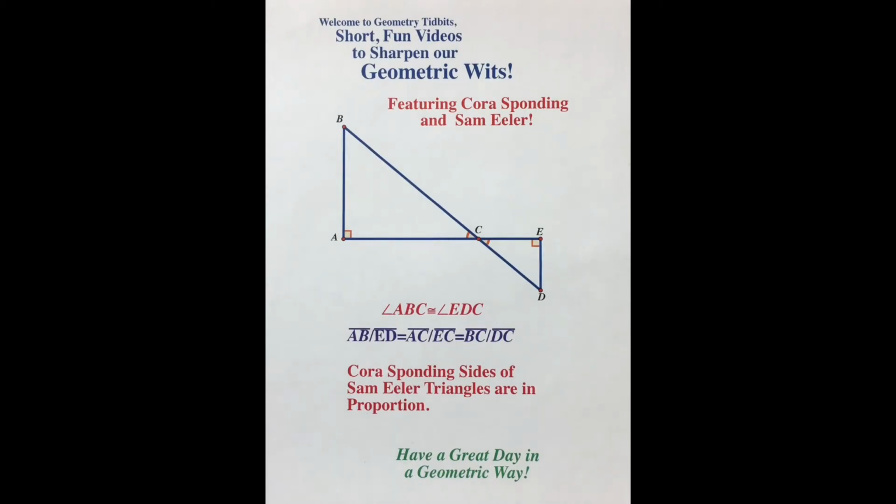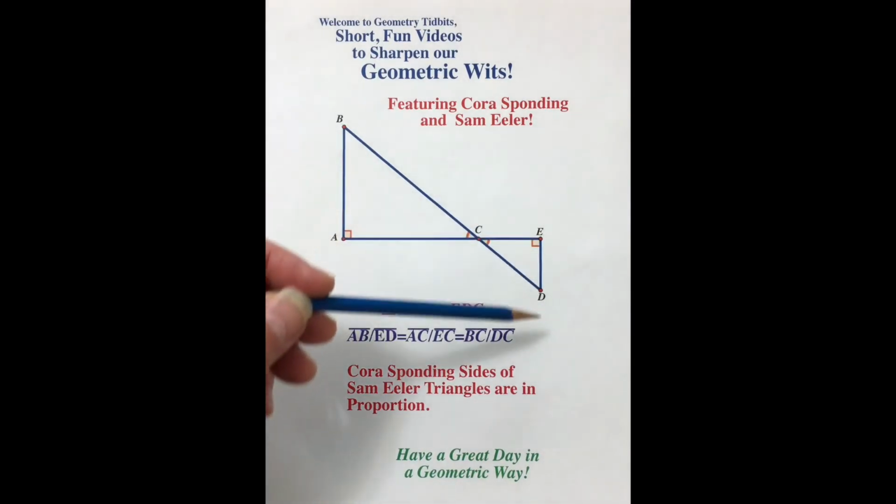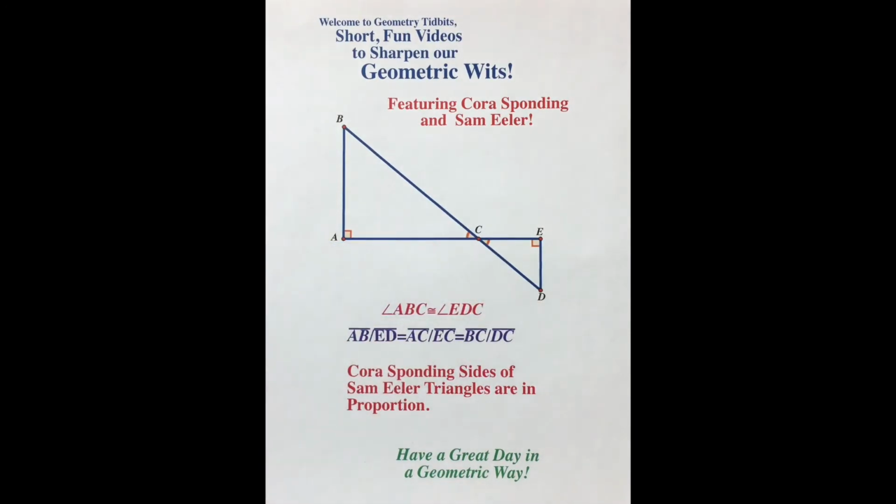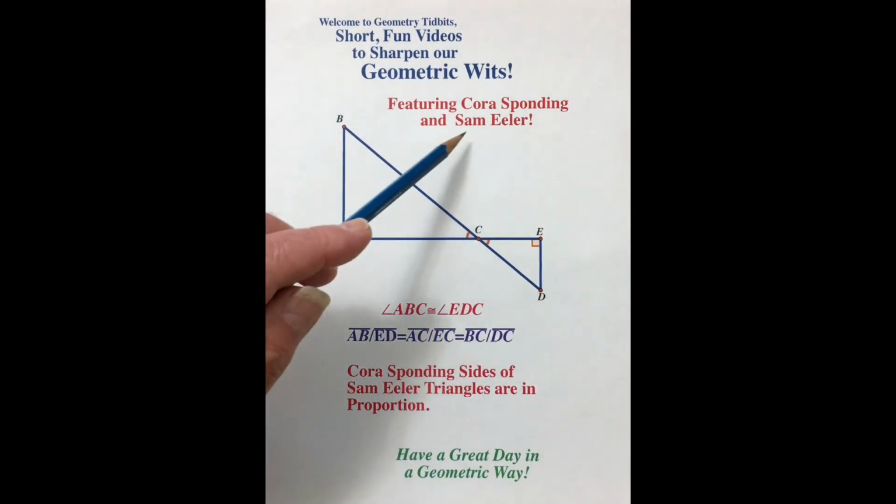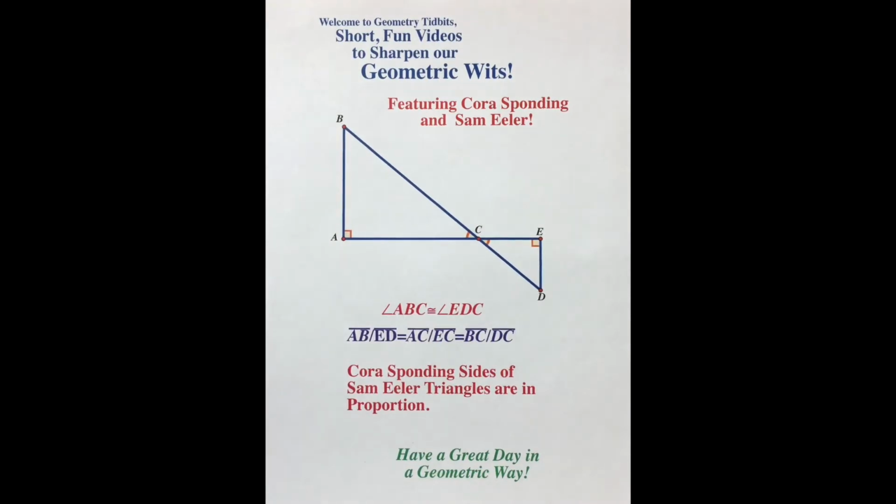What that means is we can use the AA similarity postulate, which tells us that these triangles, ABC and EDC, they are Sam Ehler triangles. Sam volunteered his name. It was very nice of him. We also call these similar triangles. What does that tell us now that we know that they're Sam Ehler triangles?